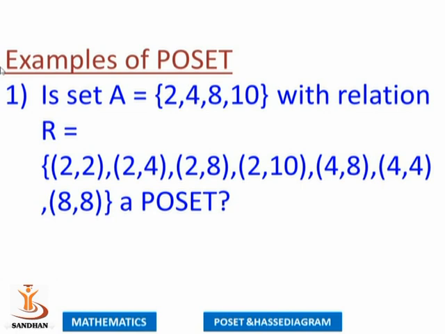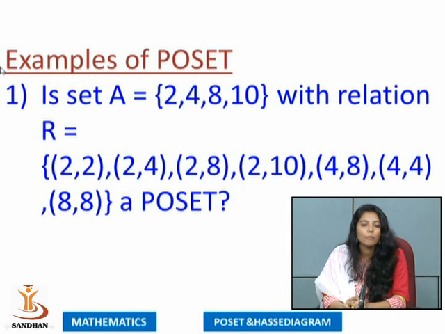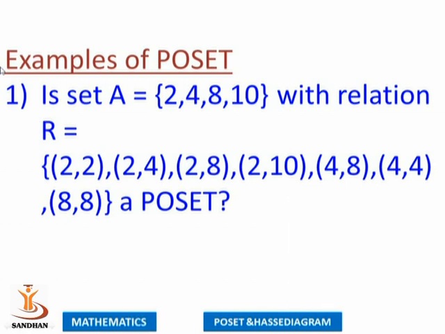Now a poset is a set which is reflexive, antisymmetric and transitive. So here are examples of posets. The first example is we are given a set A which contains elements 2, 4, 8 and 10 and the relation is (2,2), (2,4), (2,8), (2,10), (4,8), (4,4), (8,8). We have to check whether the given set is reflexive, antisymmetric and transitive or not.